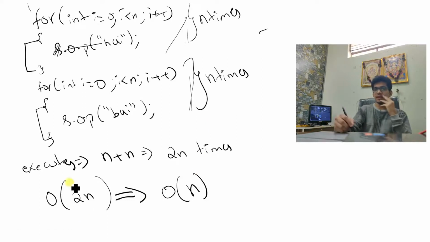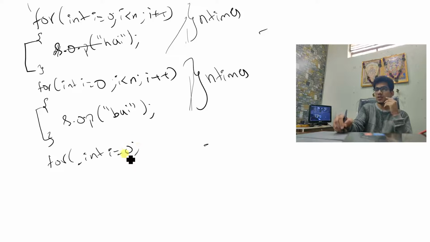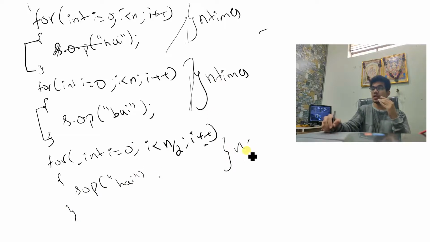Next, let me extend this. Let's imagine I have two for loops here. Then I have one more for loop where int i starts from 0, i is less than n by 2, i plus plus. And here let me write system.out.print hi. So totally how many times will this execute? N times, and this will execute n by 2 times.